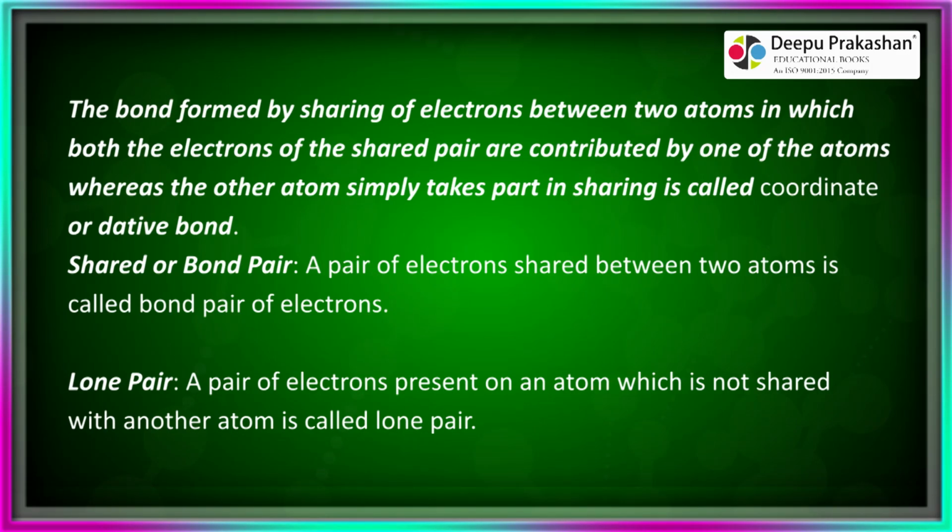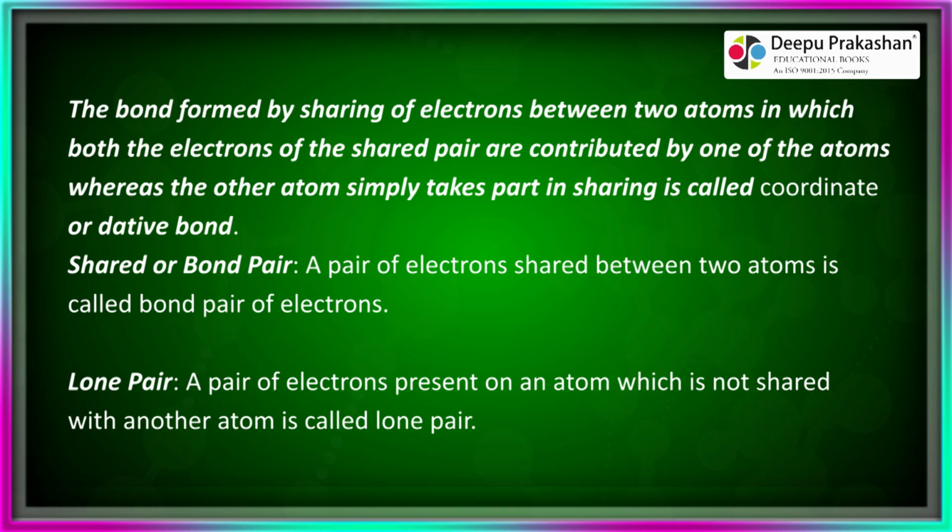Coordinate bond. The bond formed by sharing of electrons between two atoms, in which both the electrons of the shared pair are contributed by one of the atoms whereas the other atom simply takes part in sharing, is called a coordinate or dative bond.